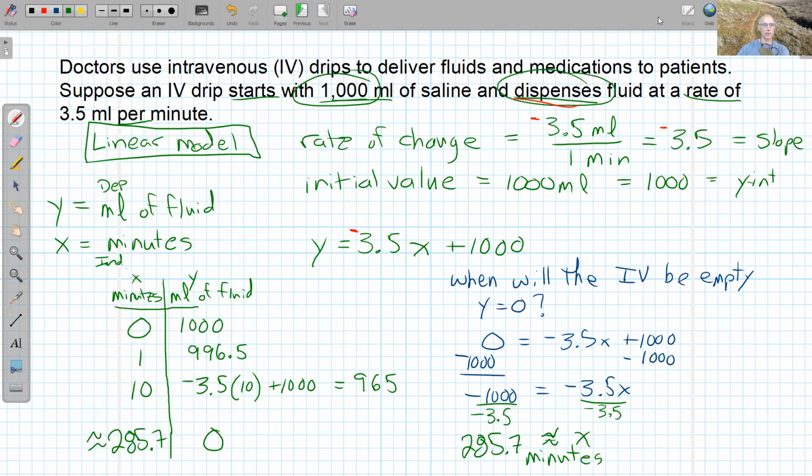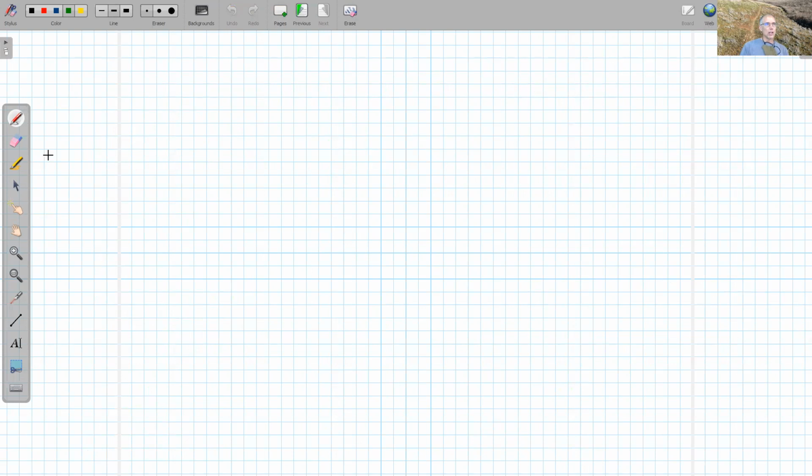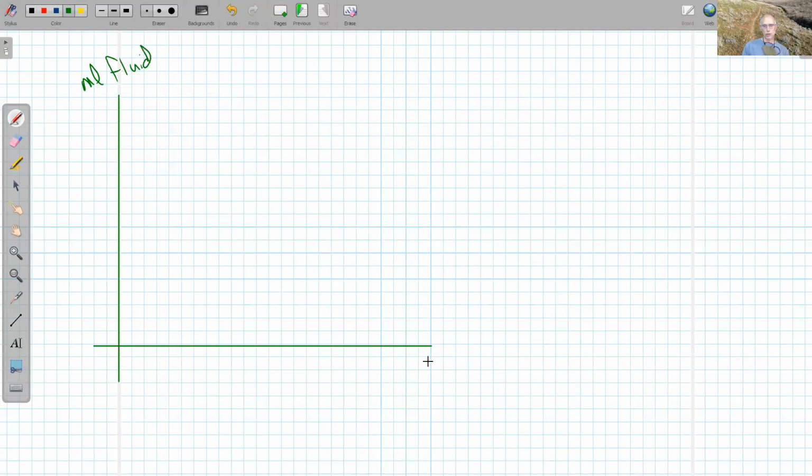Making a graph of that, we could use a graphing utility or just try to whip it out by hand. So let's give it a try. We would want to get some axes in here, and then we'll roughly label them. The y-axis here is the milliliters of fluid. And the x-axis over here, that was time in minutes. And remember, it took almost 300 minutes to get no fluid. And we started off at 1,000.